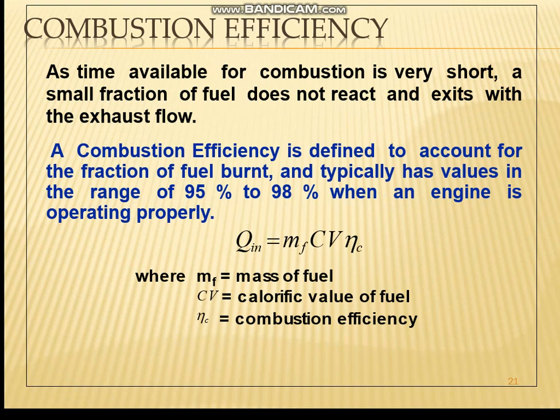So the heat supplied is m dot f into CV, multiplied by the combustion efficiency because a small fraction of fuel is not burned. That's why we multiply by the combustion efficiency. Here m dot f is the mass of fuel, CV is the calorific value of the fuel, and this is the combustion efficiency.